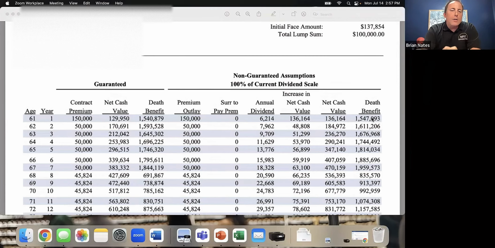Here's what's neat. When you fully understand what paid up additions are, the light bulb may go off. I want you to think of it this way. Paid up additions is literally that. It is paying up additional death benefit. And when you're paying up additional death benefit, it's all contractually related. So paying up additional death benefit means the death benefit is going to immediately go up.